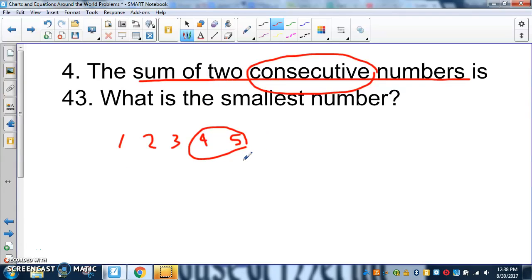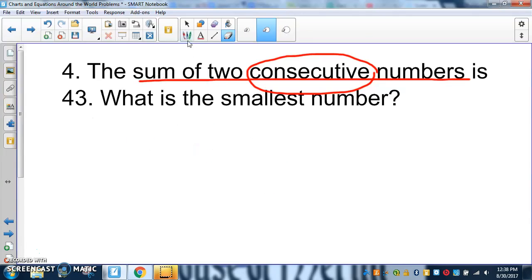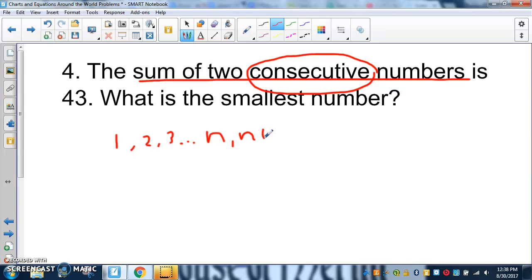And you could probably use that to figure out the answer to this without writing an equation. But just for practice, let me just think through this. We have 1, 2, 3, on and on, until we get to some number we don't know, let's call that number n. What number comes after n? Think about how we get from one number to the next. We add 1 every time. The next number is going to be n plus 1.